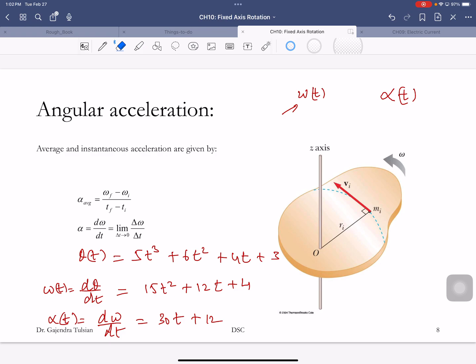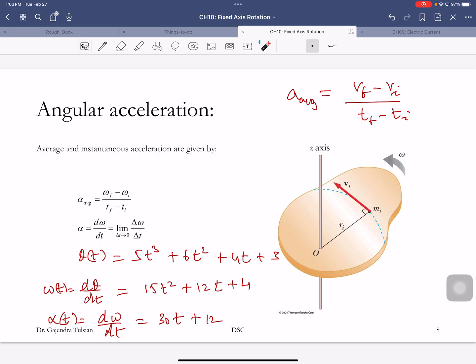All right. This was average angular acceleration, which was equal to the change in angular velocity divided by the time over which that change happened. And that is the parallel of what you saw for average linear acceleration: v final minus v initial divided by t final minus t initial. So the parallel of that is this. And instantaneous angular acceleration, alpha, is d omega by dt.